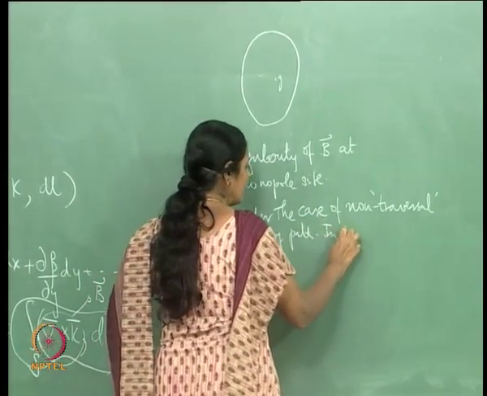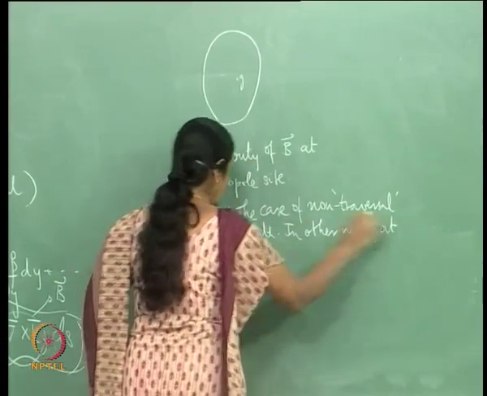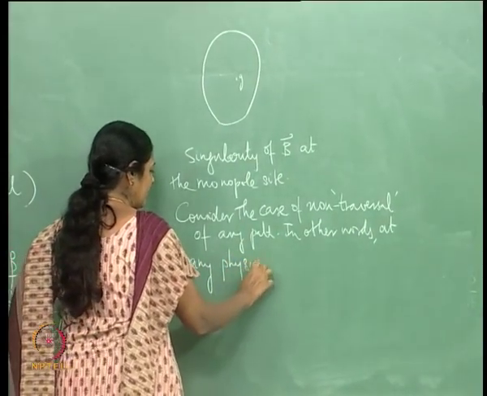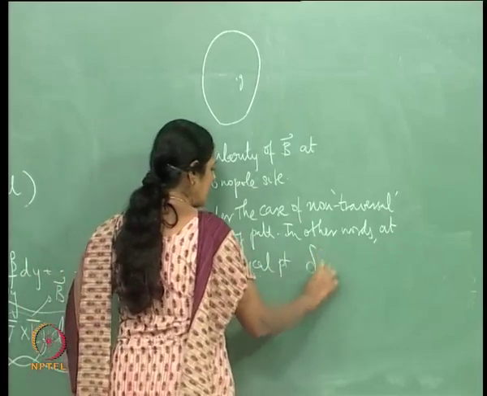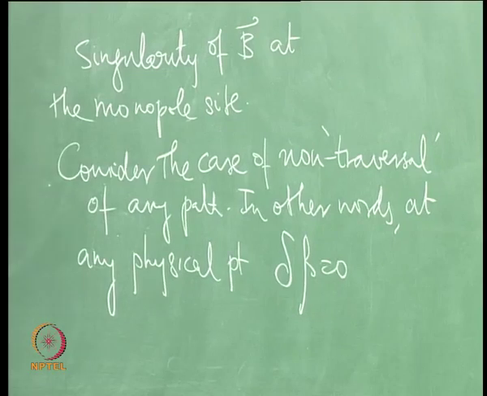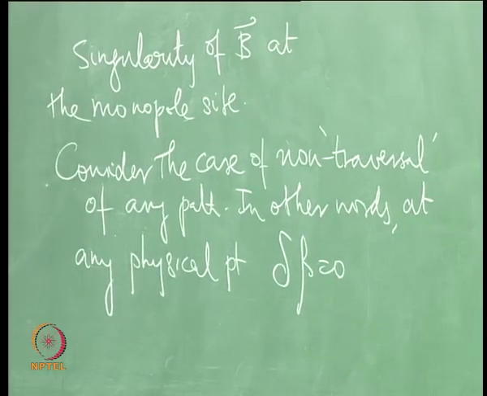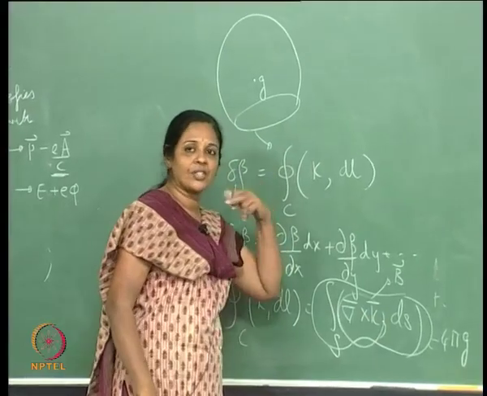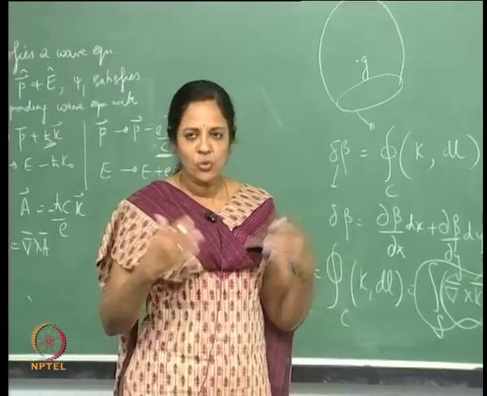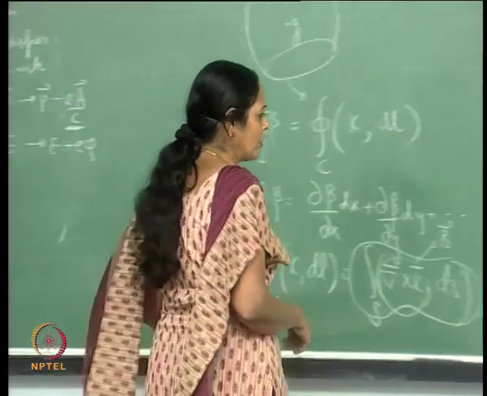In other words, at any physical point, delta beta is equal to 0. There is no phase accumulation because no path was traversed. As a digression, I should say that if you did traverse a path and somehow accumulated a phase, that too can happen in certain contexts, and the Berry phase is an example. I will comment about it later.